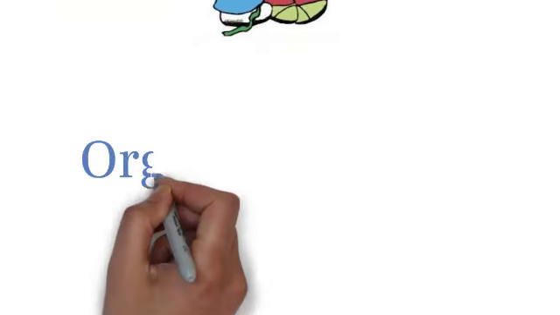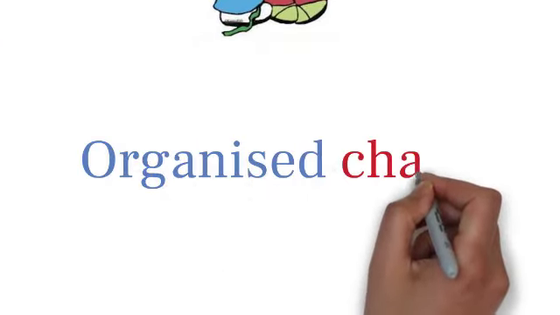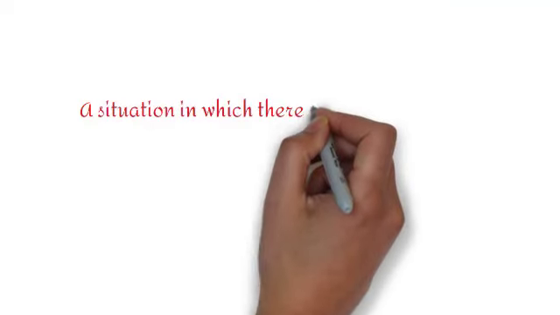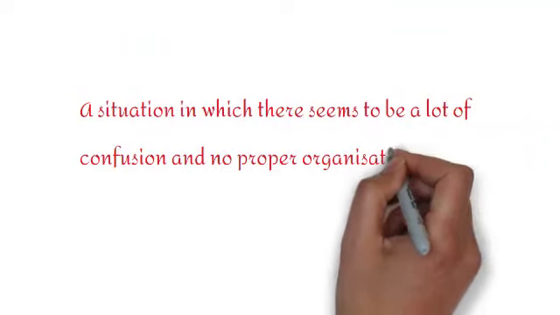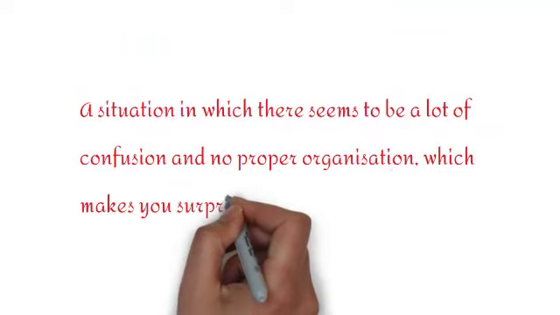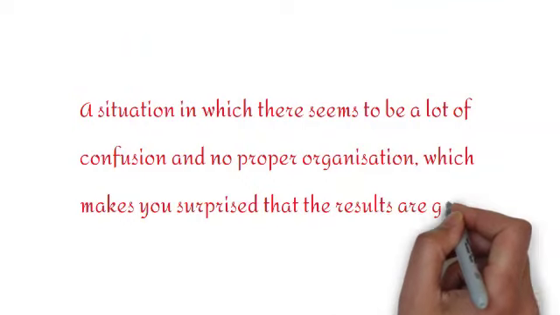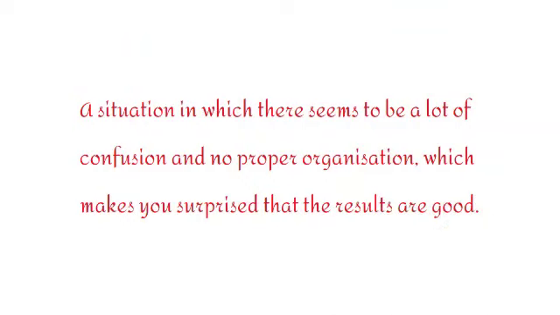Consider organized chaos. So how can chaos, by definition a state of disorder, be organized? The term is used to describe a situation that seems chaotic or confusing, but in the end leads to a successful result. For example, the kitchen was an organized chaos.